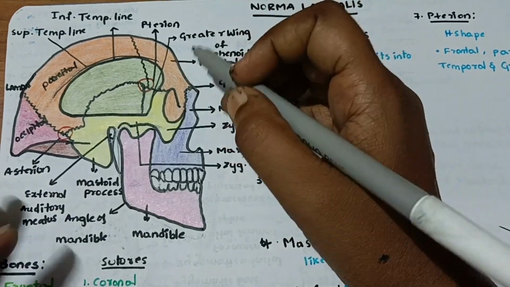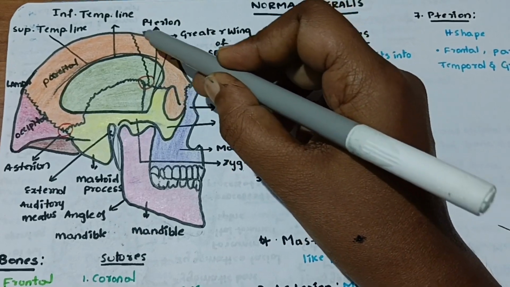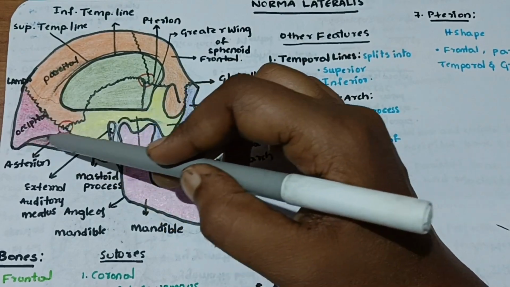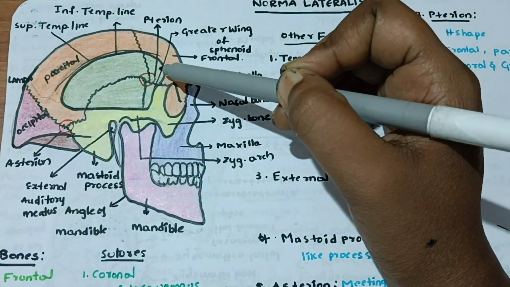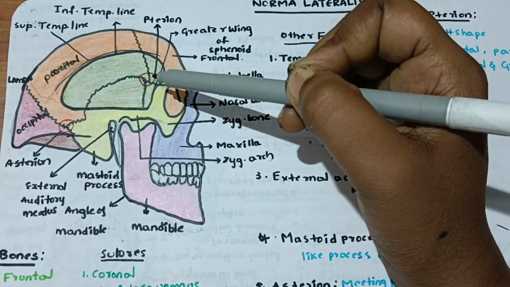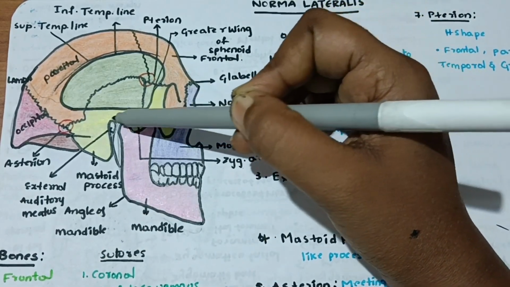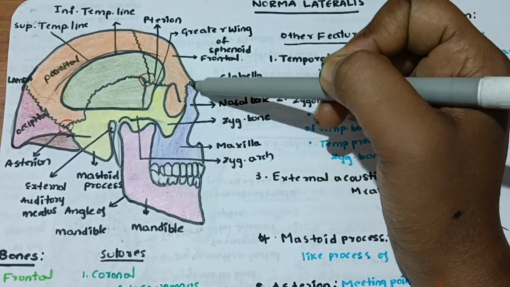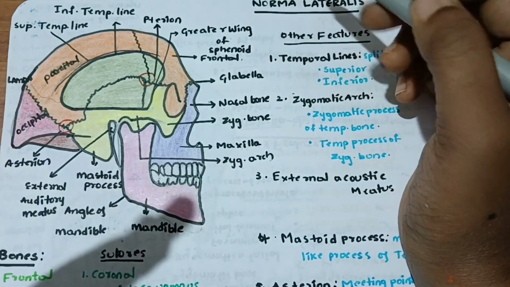Now, what are the bones? The bones involved here are this is frontal bone, right? Frontal bone, parietal bone, this is parietal bone, right? Occipital bone, and here is the temporal bone, we know. Sphenoid bone is also involved in the formation of Norma Lateralis. We can see in the lateral side of the skull, this is a zygomatic bone, right? Zygomatic bone, mandible, maxilla, and the nasal bones. Mostly all the bones are involved in the Norma Lateralis.